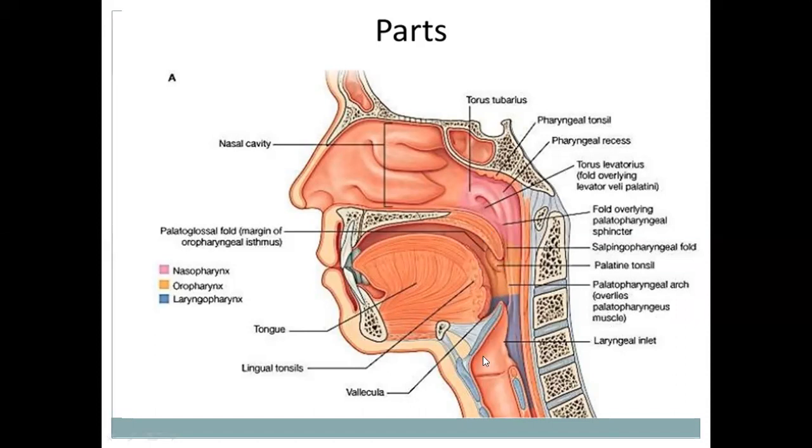oropharynx, from the soft palate up to the epiglottis. And below the epiglottis, this is the laryngeal inlet. It is closed by the epiglottis right now, and this is the posterior wall. Whenever the bolus comes downward, the epiglottis covers the laryngeal inlet, so the bolus goes directly into the esophagus and will not enter the laryngeal inlet and cause a cough reflex. So below the epiglottis, we have the laryngopharynx. Between the soft palate and epiglottis, we have the oropharynx. And above the soft palate and behind the nasal cavity, we have the nasopharynx.